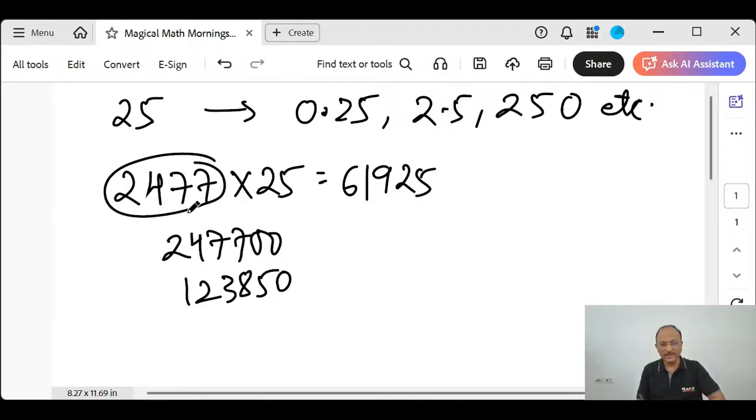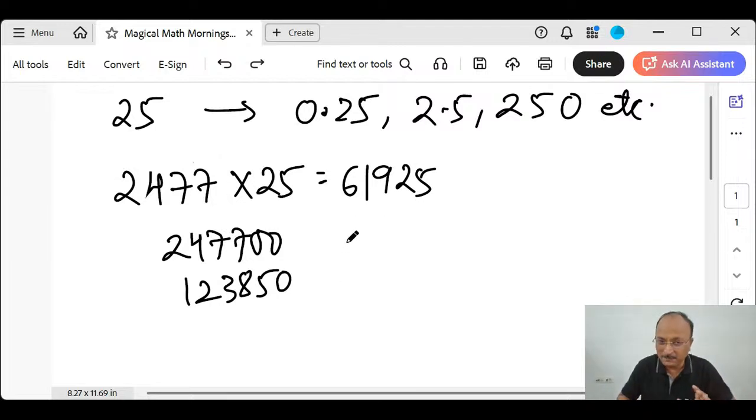Usually, whenever we multiply this number by 25, if it is less than 5,000, it will end up with 5 digits. If it is more than 5,000, sometimes it will end up with 6 digits also. So that we should be careful. Isn't it easy? Multiplying by 25, or 0.25, 2.5, 250, everything we can extend this, correct? Whenever we are multiplying by 25, we'll multiply by 100 and divide by 4.